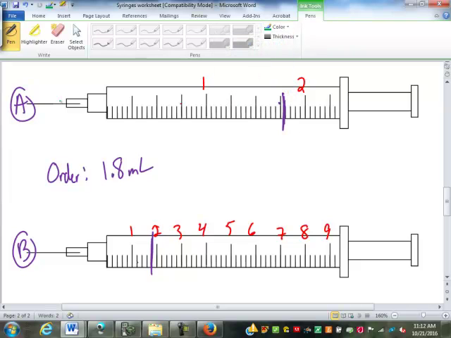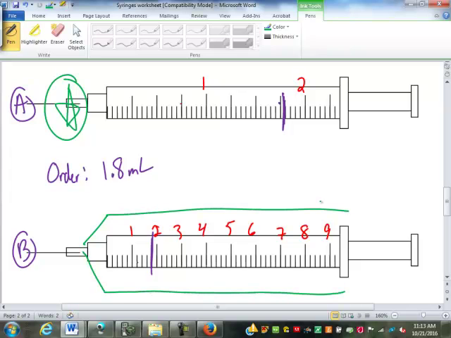But I would definitely, if available, want to use syringe A. The reason why: syringe A is going to be narrower. Syringe B would be wider, as we said, because it takes less length to get you a milliliter of volume.